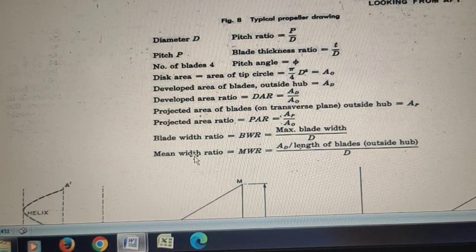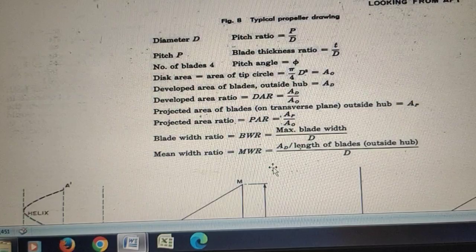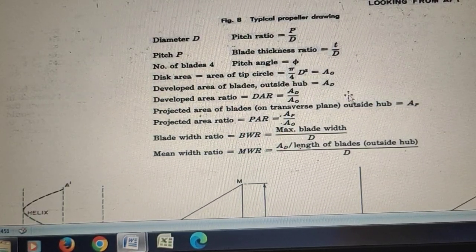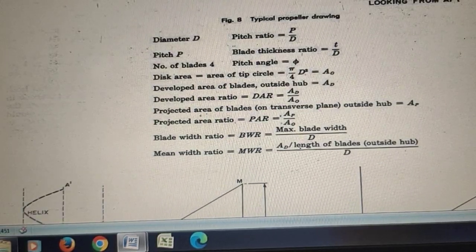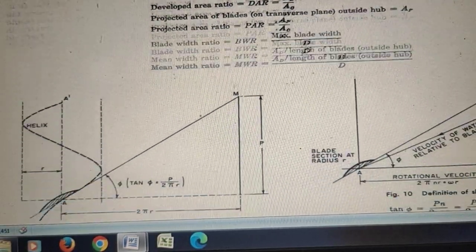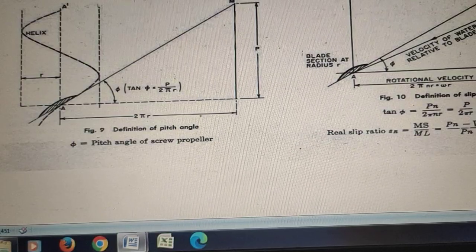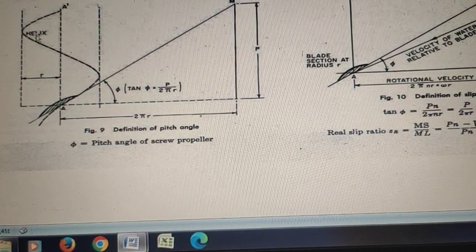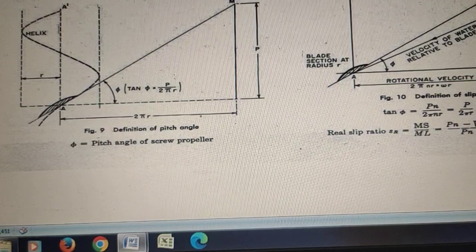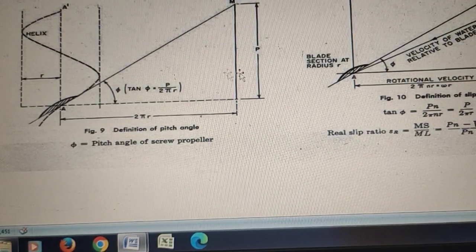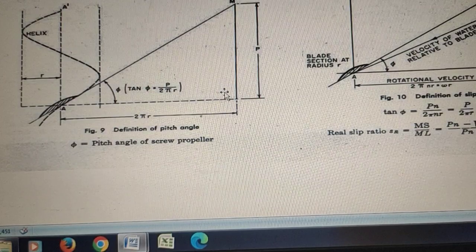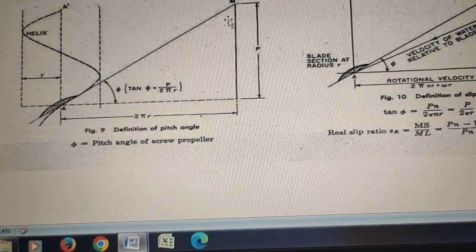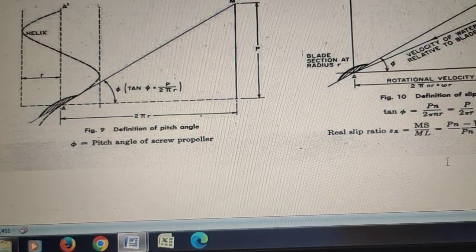So we have mean width of blade, which is AD over the length of the blade. These are all ratios describing the propeller, so that we can get a good description of the propeller. And this is, when the blade makes one rotation, it gives you what? The pitch. 2 pi r rotation, it moves the distance given by the pitch.